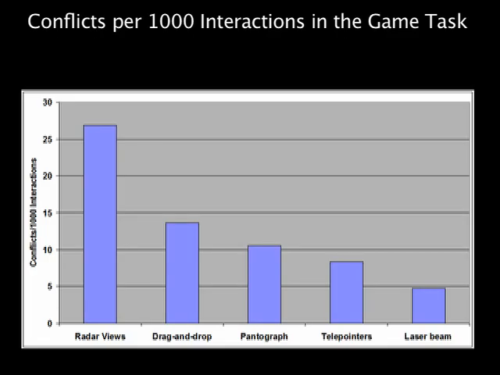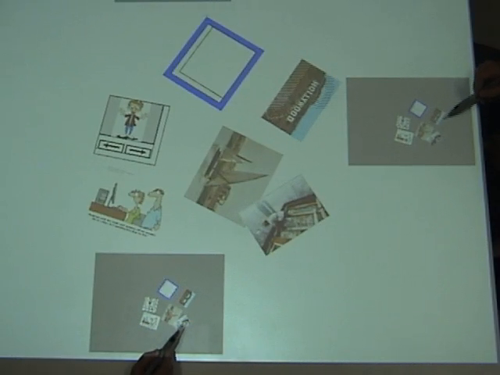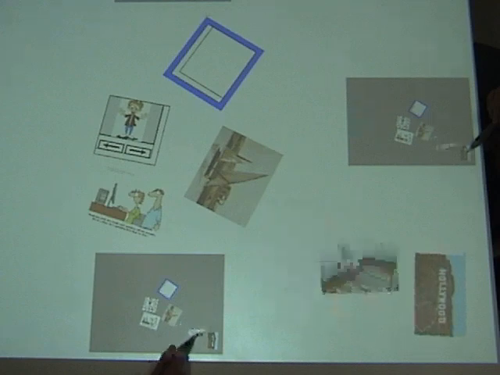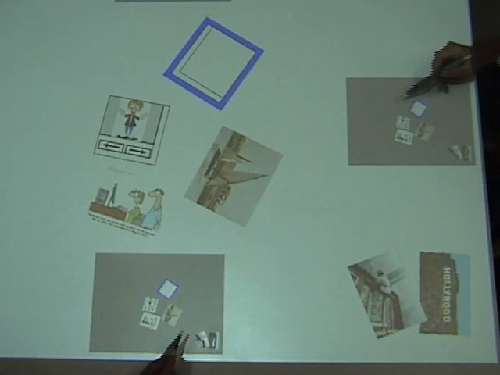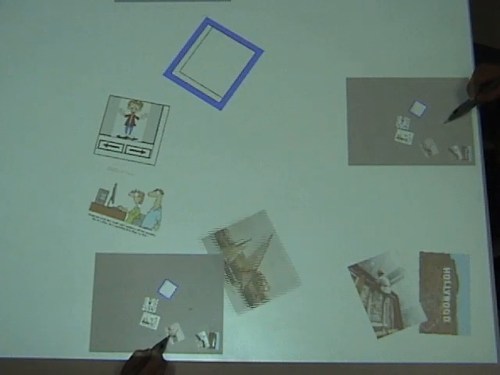The system logs recorded conflicts, where 2 users tried to access the same object at the same time. In the graph, we show the average number of conflicts that were seen in the game application per 1,000 interactions. There are markedly more conflicts with radar than with the other techniques. Participants indicated that conflicts were more common with radar since they couldn't see others' movements. Our implementation allowed users to see others' pointers in their radar view, but the conflicts were still common.